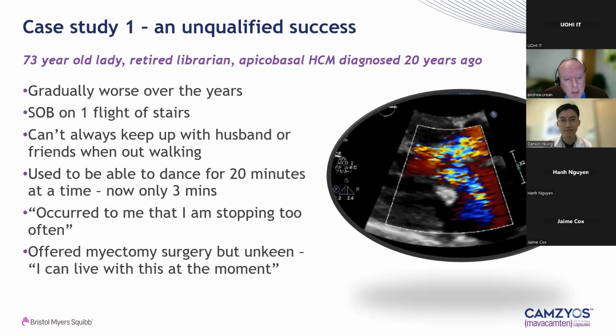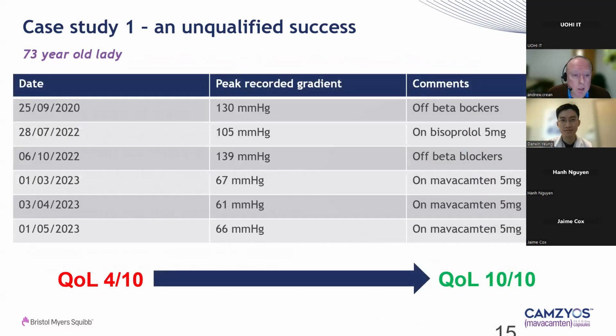And as a result of this, I saw her, I think, in about October 2022. So it was prior to mavacamten being available. And I suggested that she might like to think about myectomy surgery. But she was unkeen. She knew that mavacamten was on the horizon. And she said, you know what, I can live with this at the moment, but get me on that drug as soon as you have access to it. So this is what we did.